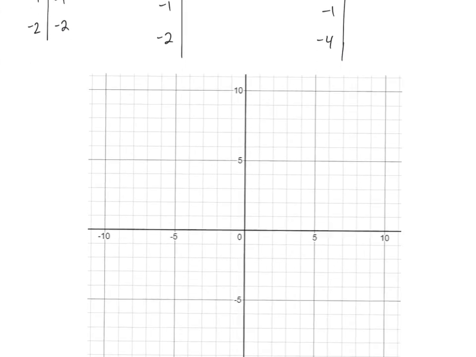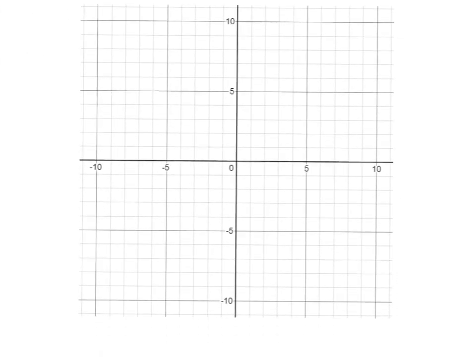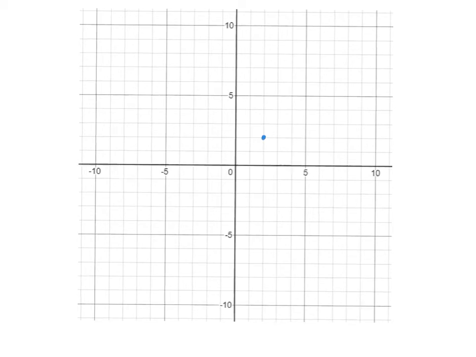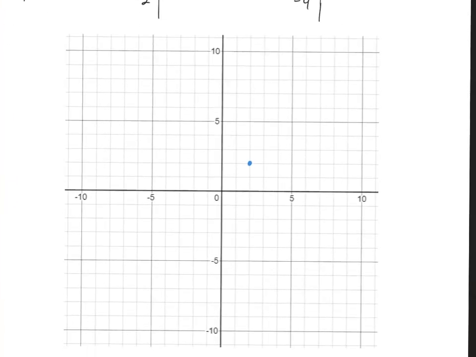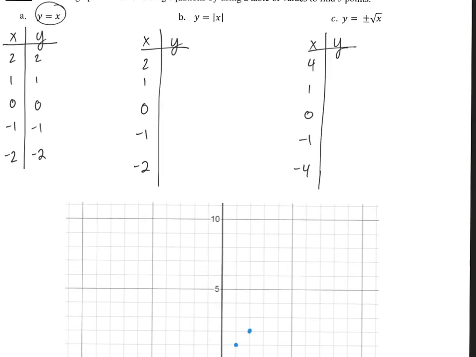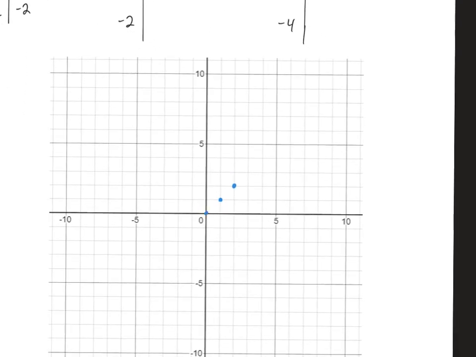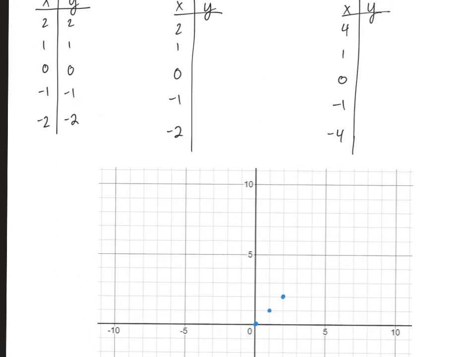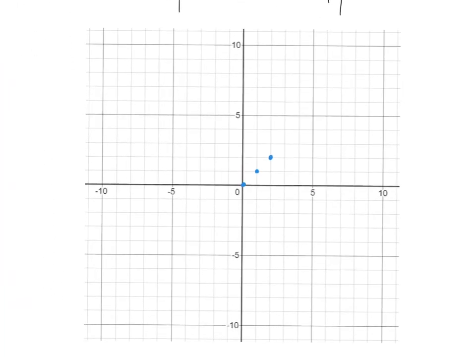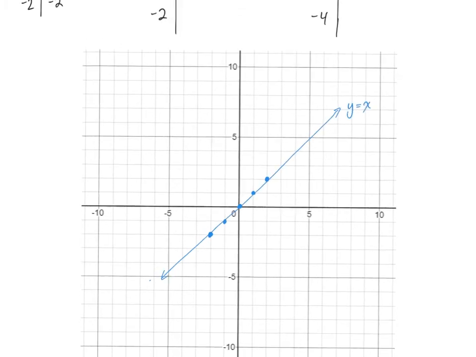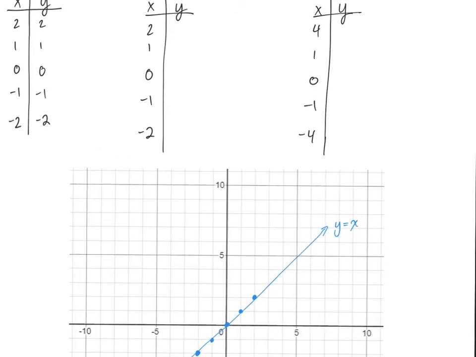We have 2, 2 as the first point, and I'll graph this in blue. So 2, 2 is right there. And then what's the next point? 1, 1. 0, 0, negative 1, negative 1, and then negative 2, negative 2. So this actually ends up being a line. And I'll label my line with y equals x. And remember the arrowheads on either end of the line.